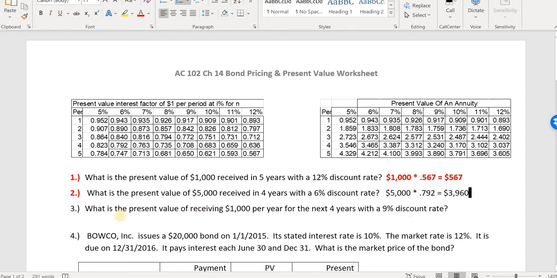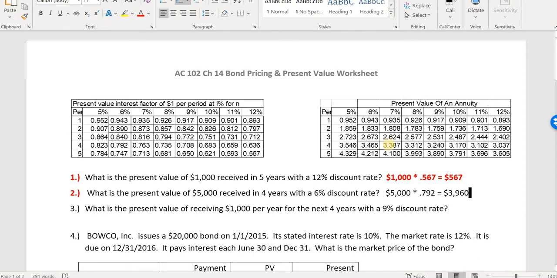All right, let's look at number three. What's the present value of receiving $1,000 per year for the next 4 years with a discount rate of 9%? Well, if I receive the same amount periodically, that's called an annuity. So here's the table on the right, present value of an annuity. I could do number three by figuring out what the present value is after year one, after year two, after year three, and after year four, and adding them up. Or I can use the annuity table, which adds the factors up first.